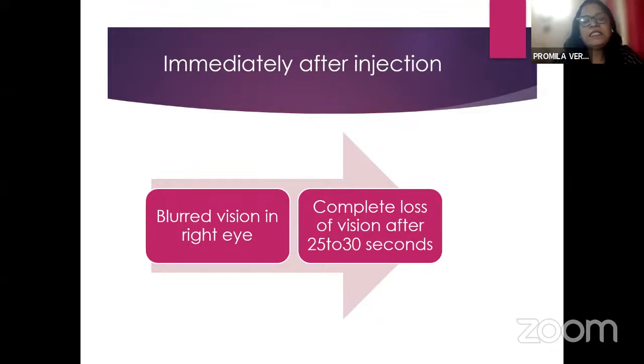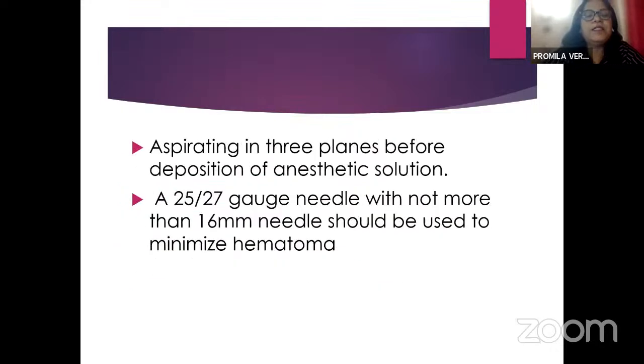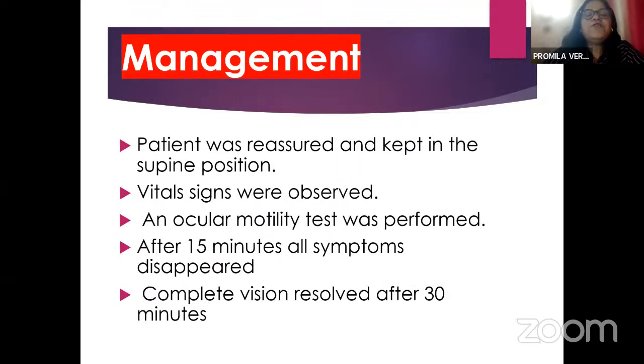In this condition, the patient was reassured that nothing is going to happen and he will be completely all right. The patient was kept in a supine position, and all his vital signs were observed. The ocular motility tests were performed. The patient was asked to move his eyeball left and right, and upward and downward, so that the ocular motility was observed.